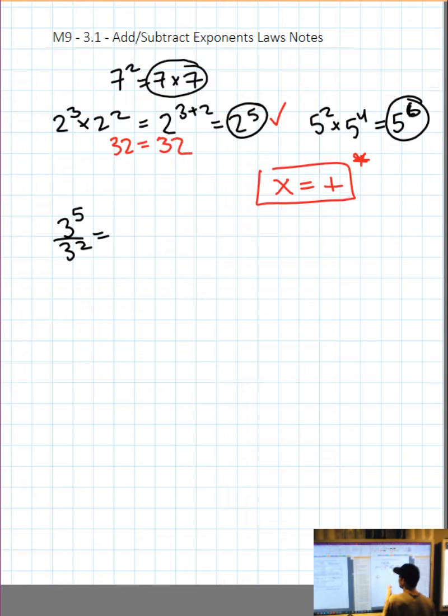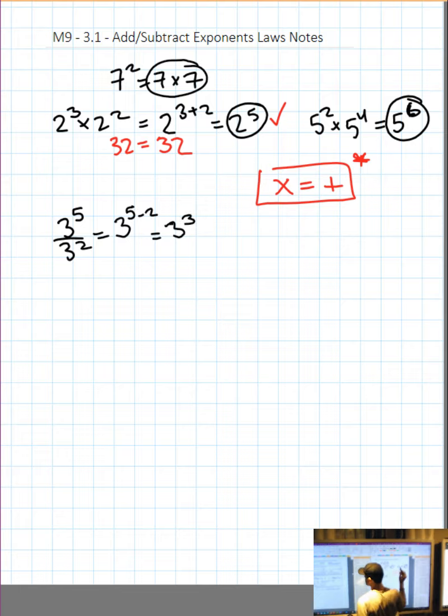So when we expand the whole thing, we have a bunch of 3's on the top and a bunch of 3's on the bottom. Well, 3 over 3 is 1, and 1 times anything is anything, so we can cross off a 3 from the top and the bottom. Well, there must be a better way. As you can see in the example below in the notes, we just take 3, the base, and simply subtract the exponents. So 5 minus 2 equals 3 to the 5 minus 2, which is 3.